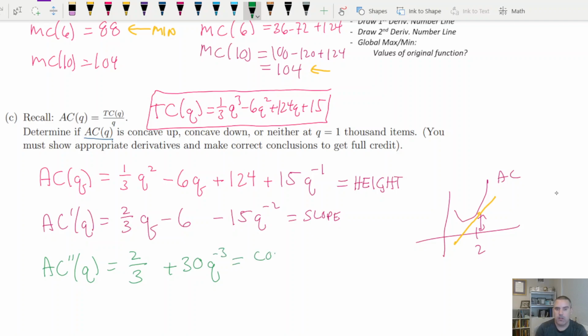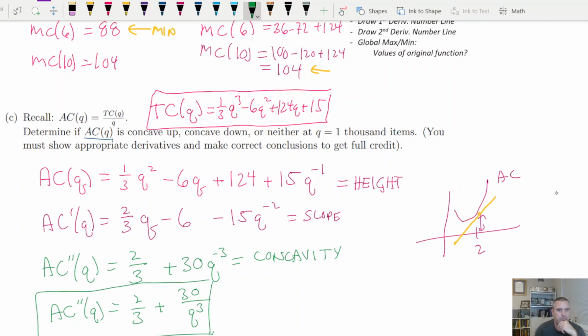It's something we call concavity. And we've just tasted a little bit of what it can tell us. But the main thing is, if it's positive, it means it's part of a smile or concave up. And if it's negative, it's part of a frown. Okay, so what is this question asking? It's asking, is it concave up or concave down at 1?